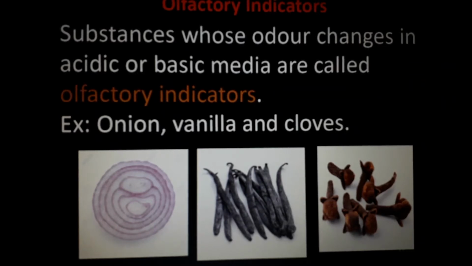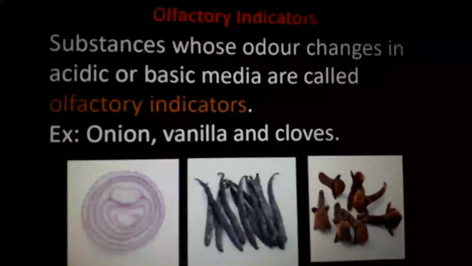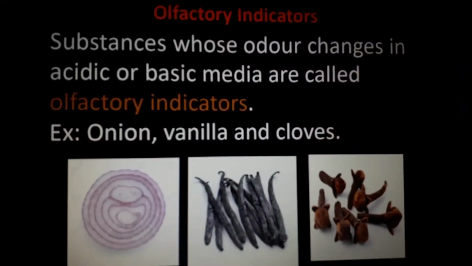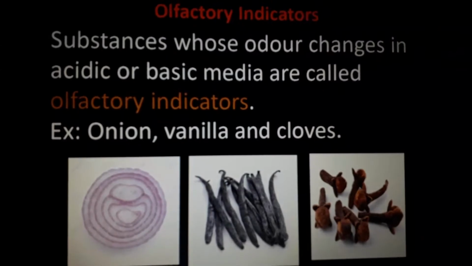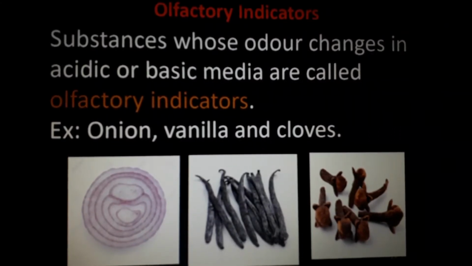So that vanilla smell, if you add that vanilla into acid, that smell will go. Understand? It will give another smell. That is called olfactory indicators, means they will change their smell. Good examples are onion, clove and vanilla. Clove, you just go to your kitchen and you can see clove. They are olfactory indicators. So that will be fine.